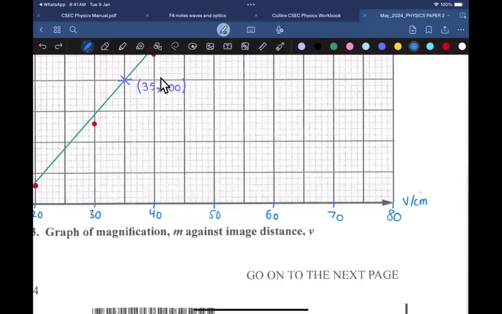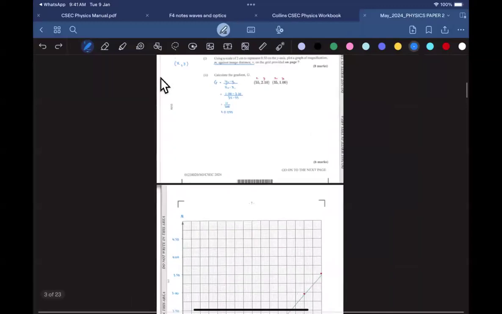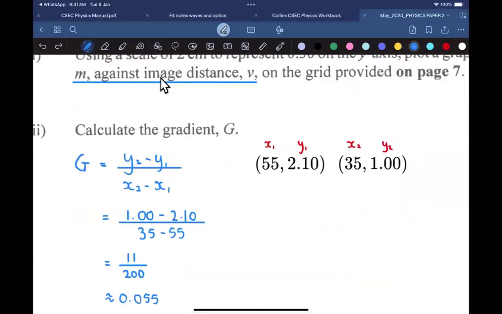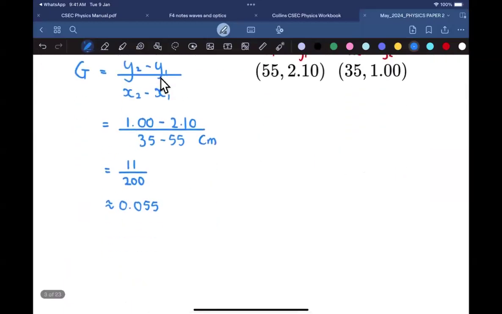What did I measure the image distance in? I measure it in meters, centimeters, amps. Well, I measured the image distance in centimeters, right? So on the y-axis, I didn't have any units. However, on the x-axis, the units was centimeters. So my units will be centimeter to the power minus 1. And that's because when I bring up the centimeters, the power will now become negative, right?